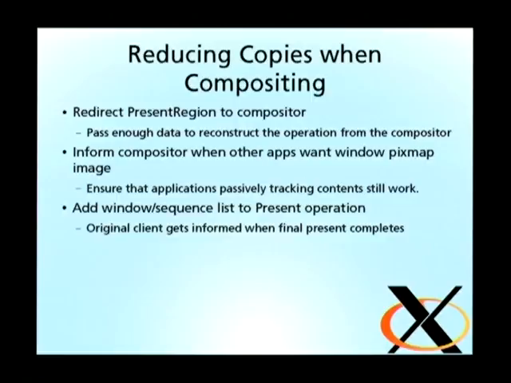That takes one copy. The other thing is I extend the present region operation with a window and sequence list, so that when that present operation is done by the compositing manager to put the contents on the screen, it tacks on the original window ID and sequence number, so that when that present completes, it sends a complete notify to the compositing manager and it sends a complete notify off to the application. So both of them learn that the contents are on the screen. So the application learns not when its image gets to its window buffer, which it doesn't care about, but when it gets to the screen. So now the application can be synchronized to the screen, and the application can get frame rate information.